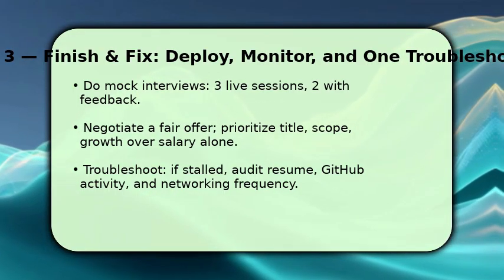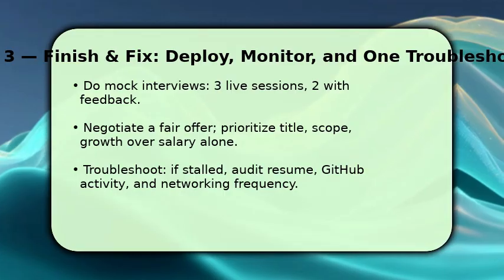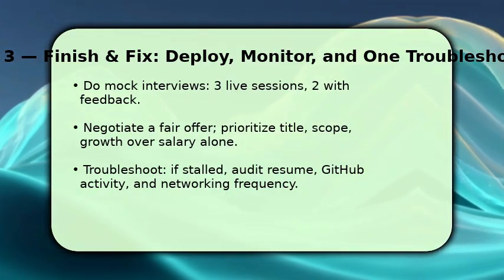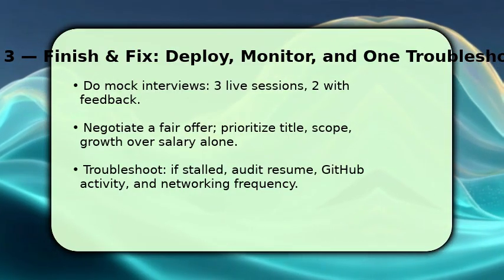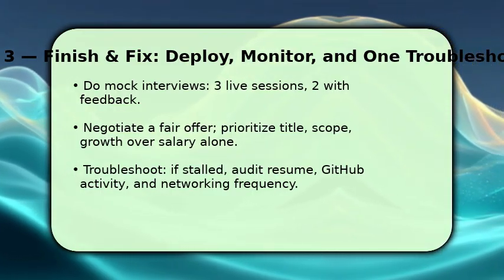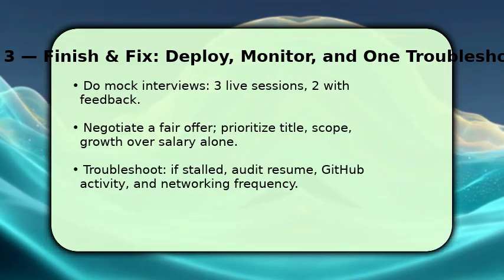clearly. In interviews, explain trade-offs and why you chose solutions, because hiring managers hire thought process as much as output. When an offer arrives, negotiate for title, scope, and learning opportunities, not just salary. If progress stalls, audit 3 things: resume clarity, GitHub activity recency, and how often you network, then iterate quickly.